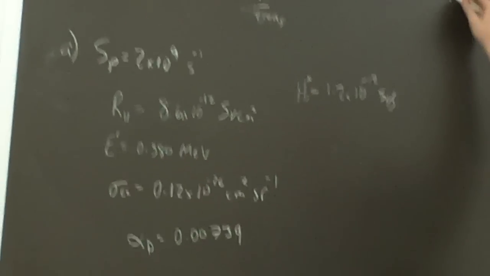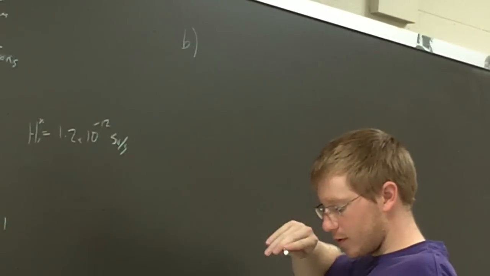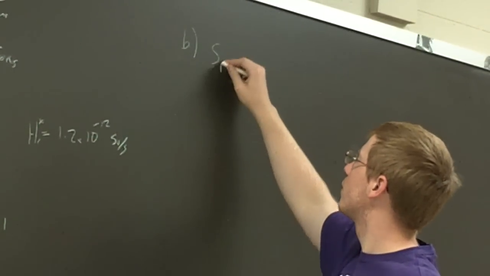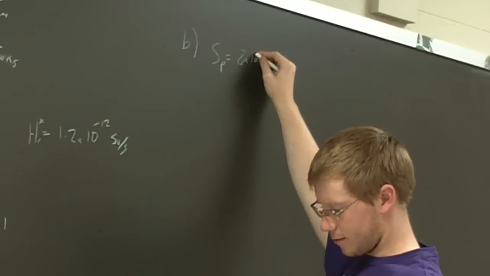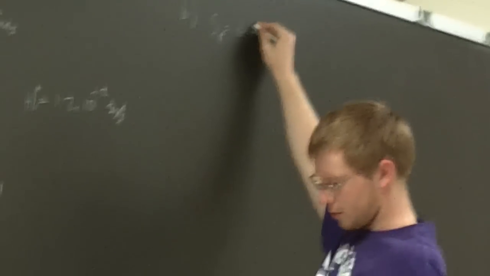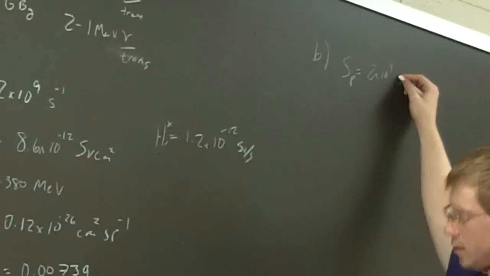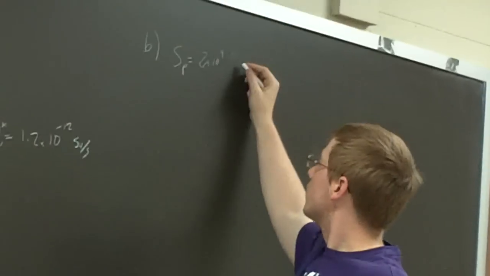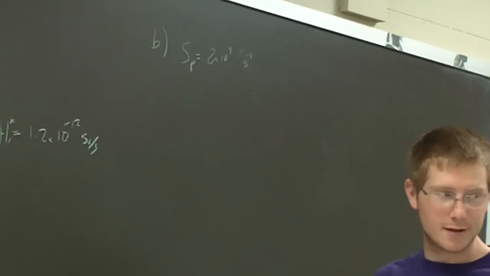Part B is exactly the same, except it's just different numbers. So your source strength now is 2 times 10... 1 times 10. Yeah, wouldn't it be 1 times 10 to the 9? You have a 1 gigabecquerel source. But it emits 2 per transformation, yeah. Oh, 2 per becquerel, okay. And so you just take 2 times.